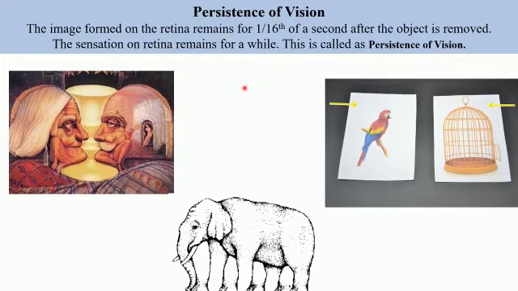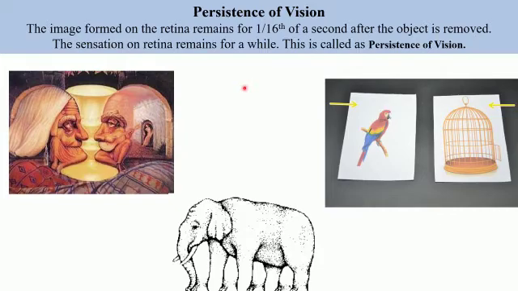We have numerous examples of persistence of vision, like a parrot inside a cage. Now you can draw a parrot on one side and a cage on the other side of a page. And then you need to move it very fast, rotate it. You will find as if the parrot is inside the cage.